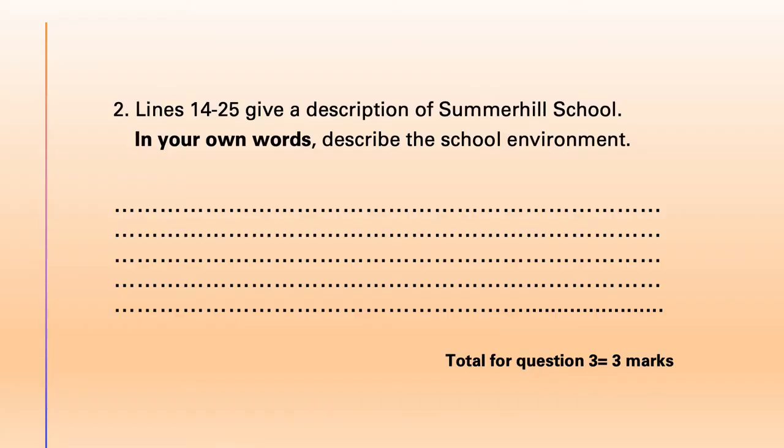Question number 2, lines 14 to 25, give a description of Summerhill School. In your own words, describe the school environment. Total for question, 3 marks. In this question, you have to confine yourself to the section given and structure your answer accordingly.